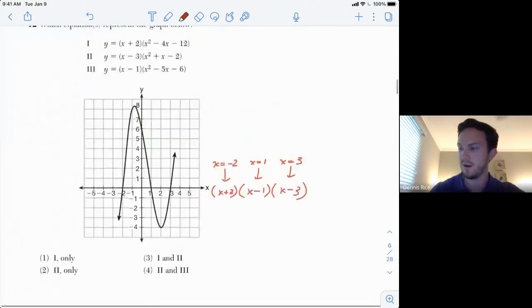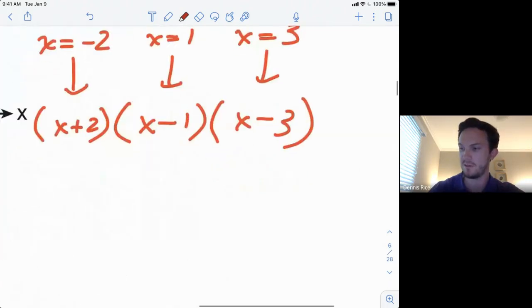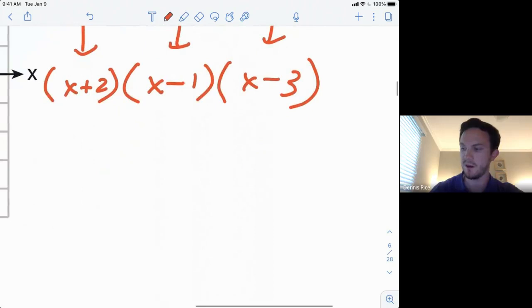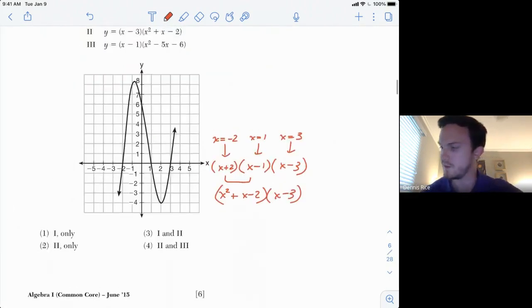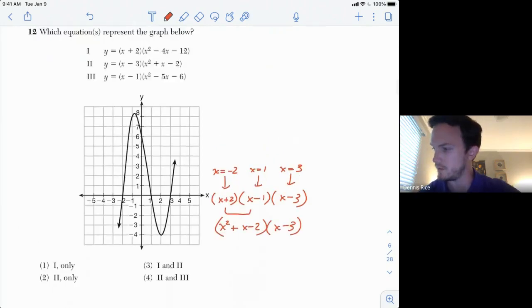So let's quickly think about some of the possibilities we can get here. If I multiply these 2 together, I'm going to get x squared plus x minus 2. This is kind of annoying. So let's see, that would be in choice 2. That looks good.